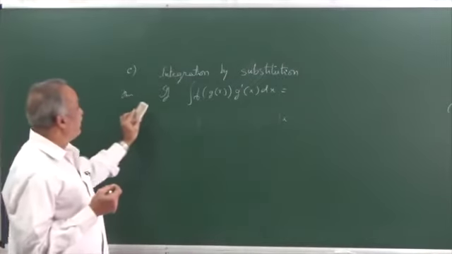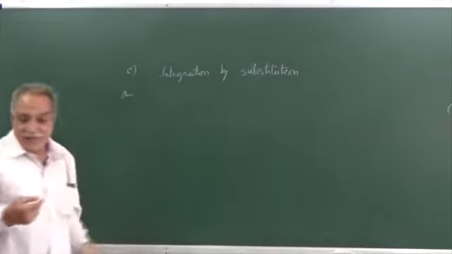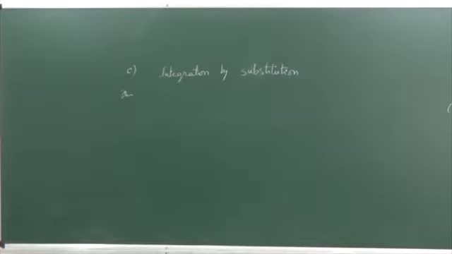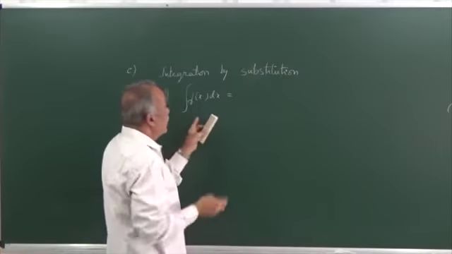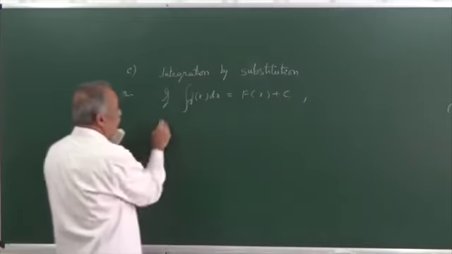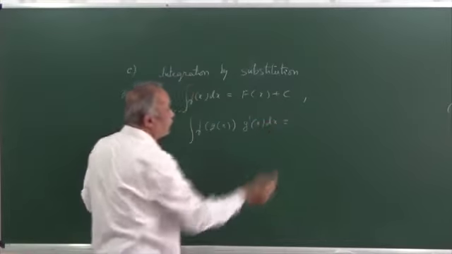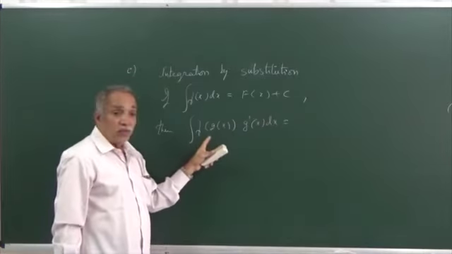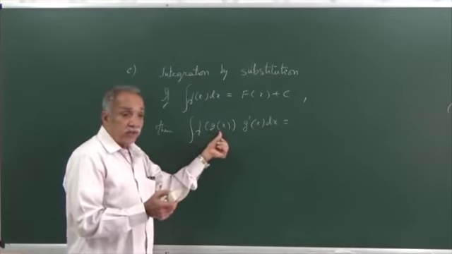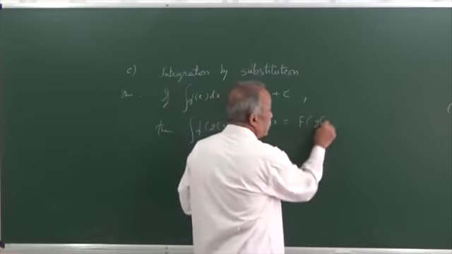I'm sorry, some correction is needed. You know that for this function, this is an antiderivative. For this function, this is the integral. I claim that for any function of this form, f of g of x with one more component present there, g prime x, the derivative of g of x, the integral will be capital F of g of x plus an arbitrary constant.